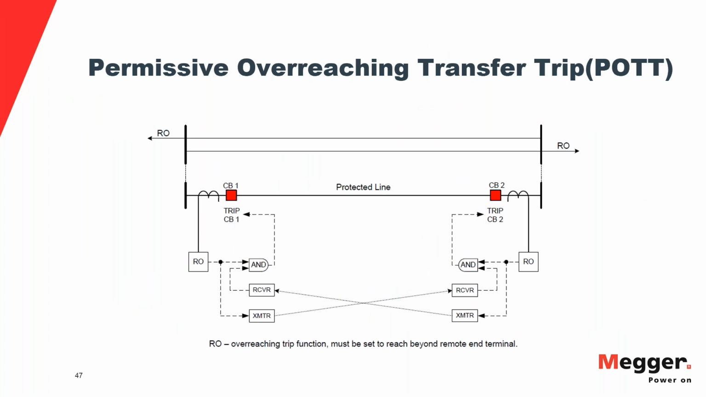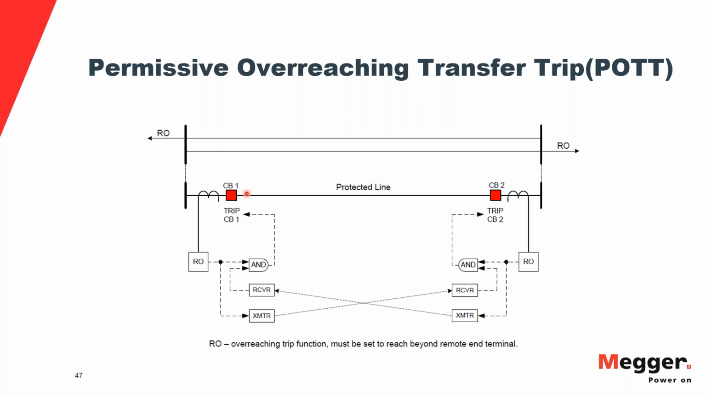Okay, this is permissive overreach, which means that both functions. First, let's explain the name. It's permissive, which means that the trip requires permission for the overreach function, which means that they both have to see it in zone 2.